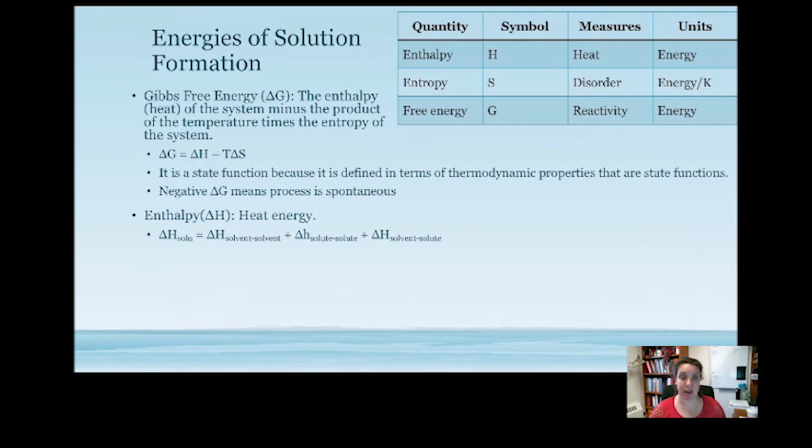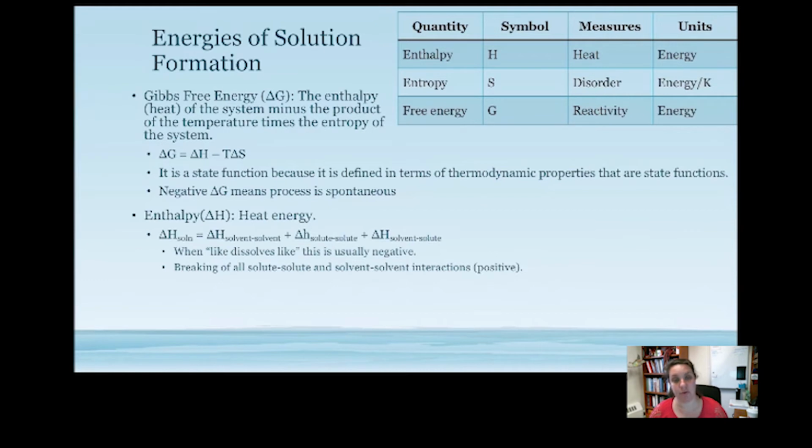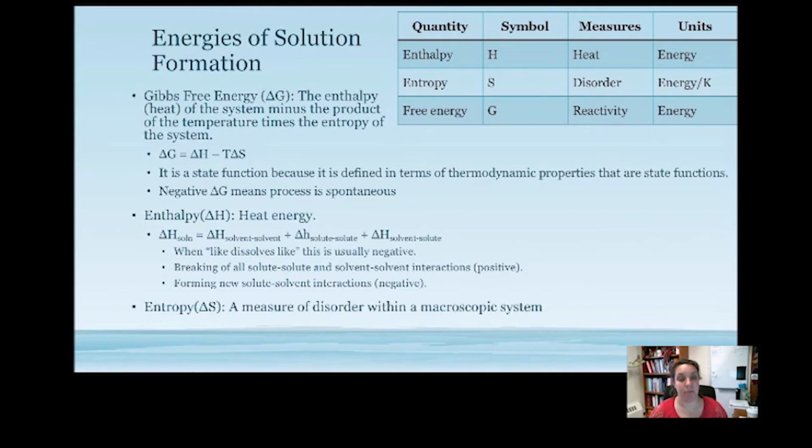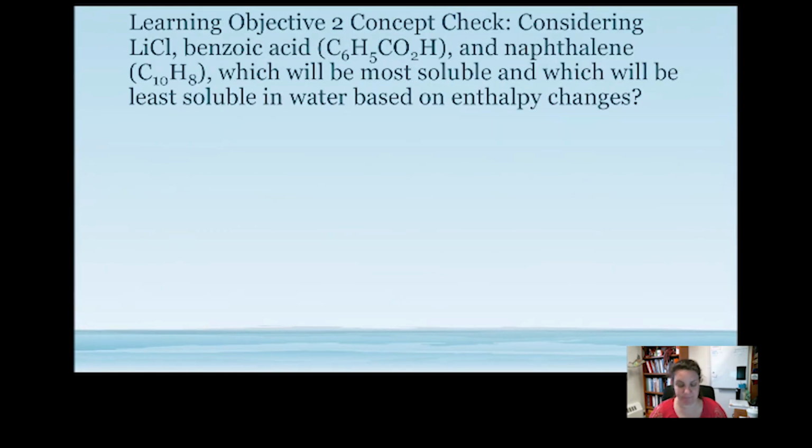So the heat energy that we're looking at is our delta H of solution, where we have our solute-solute, solvent-solvent, and solvent-solute interactions. Remember, any like dissolves like is usually going to be negative, so it's going to be a favorable process. Solute-solute or solvent-solvent interactions require energy. Solute-solvent interactions release energy, and we have to have that large enough to have an energetically favorable process, or at least after we take into account entropy, that it'll be energetically favorable. Entropy itself is always going to be positive in a mixing process.